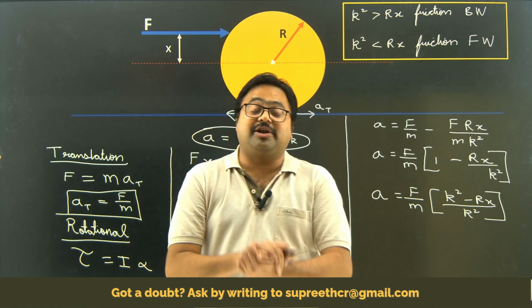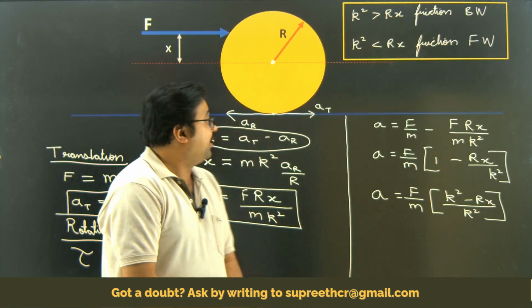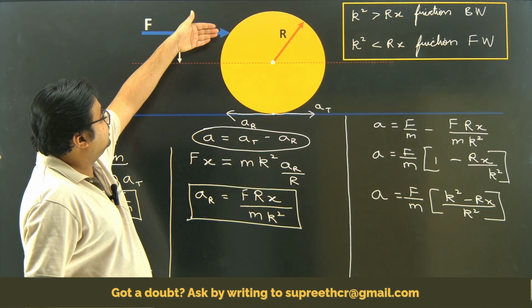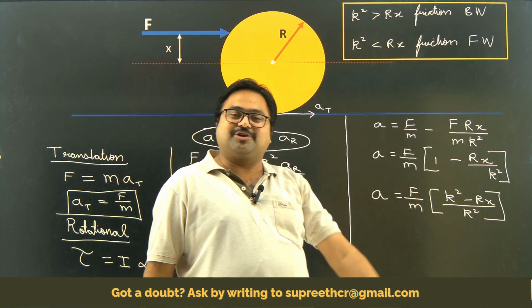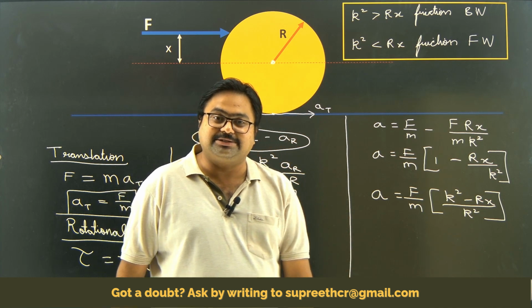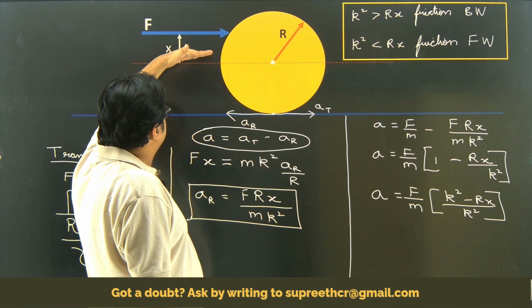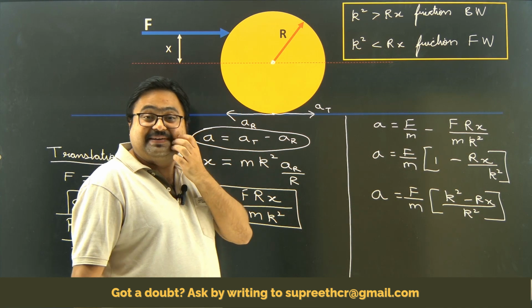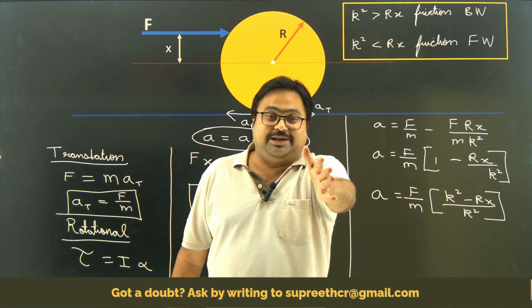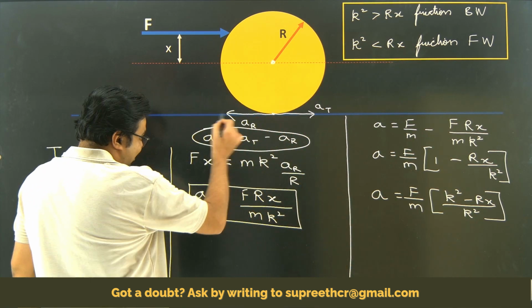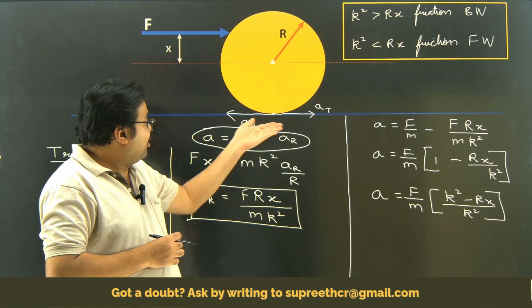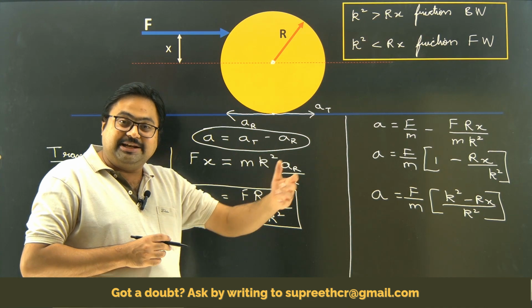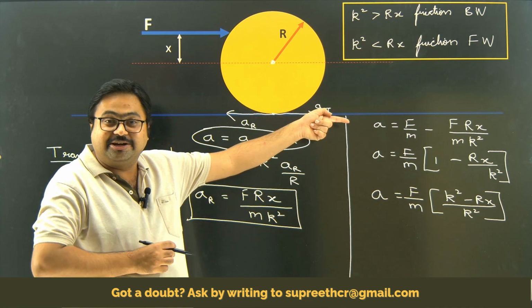Now the other question that would haunt you is, sir, okay, when a force acts above the center, you will have to check this condition to see whether the frictional force acts in the forward or the backward direction. So what if the force always acts below the center? Then invariably the frictional force will only act in the backward direction, because both translational and rotational accelerations will be pointing in the forward direction.